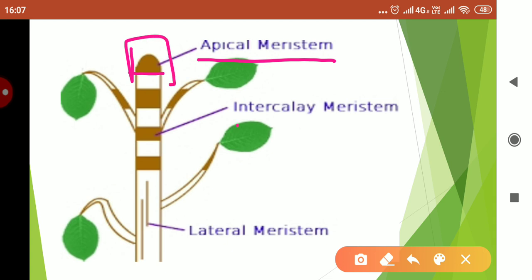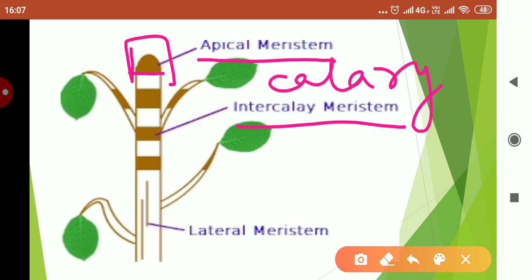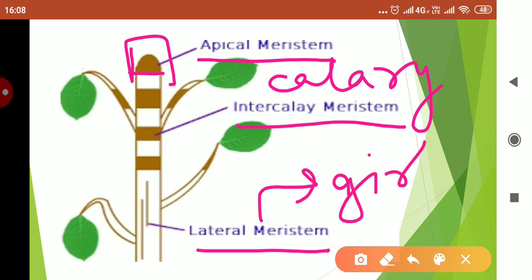Now children, intercalary, the spelling is wrong here, it is I-N-T-E-R-C-A-L-A-R-Y. Intercalary meristem are present in between the permanent tissues. Now, in between the permanent tissues, they help in the growth. That's why they are called intercalary meristem. And children, the last one here is the lateral meristem. This lateral meristem is present between the bark and the wood, and they help in the increase in the girth, or we can say in the diameter of the plant.